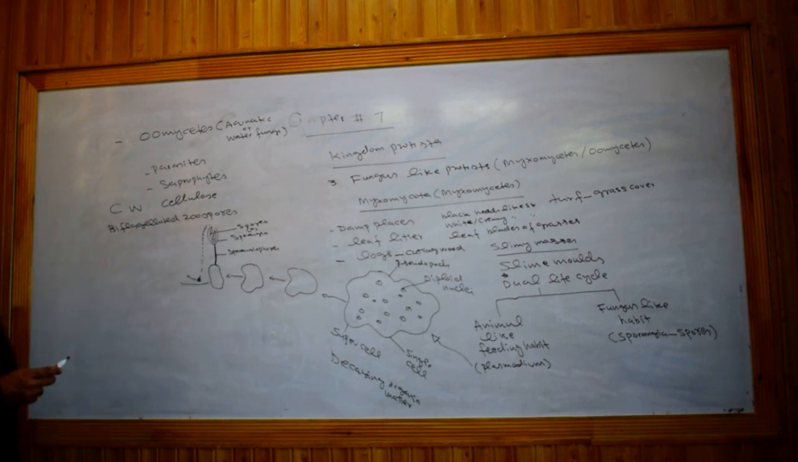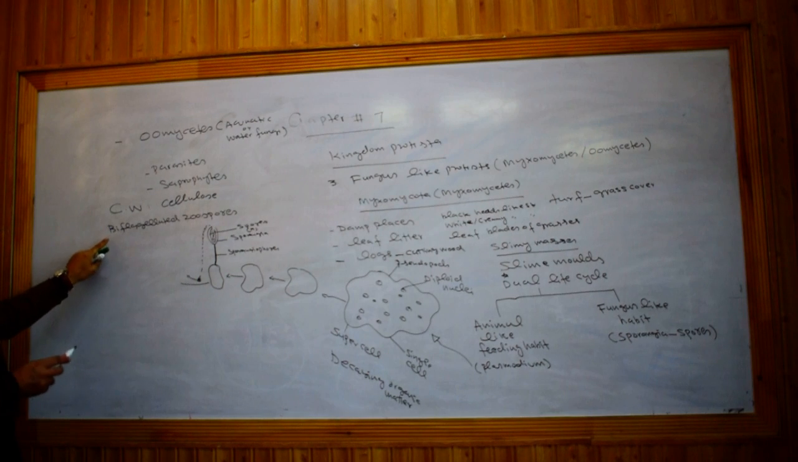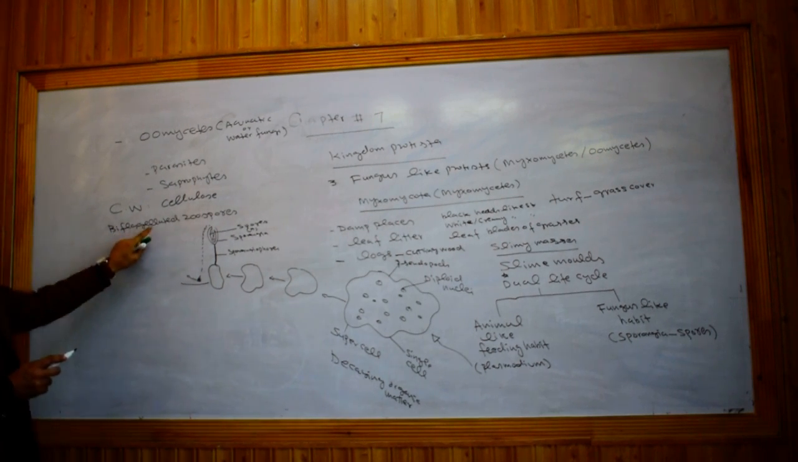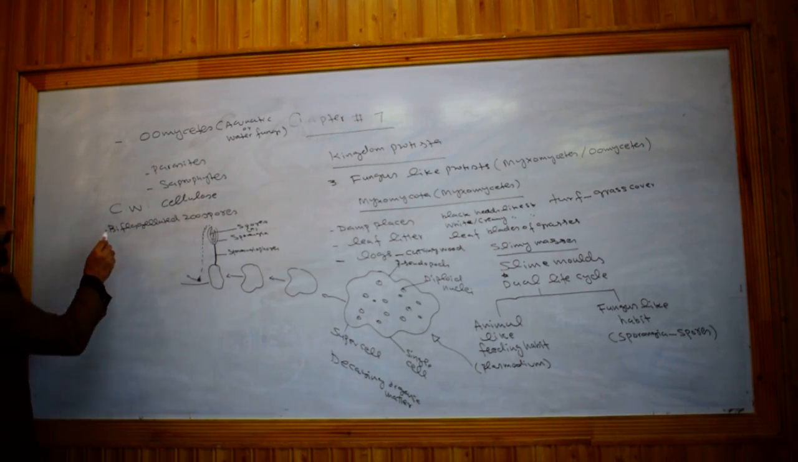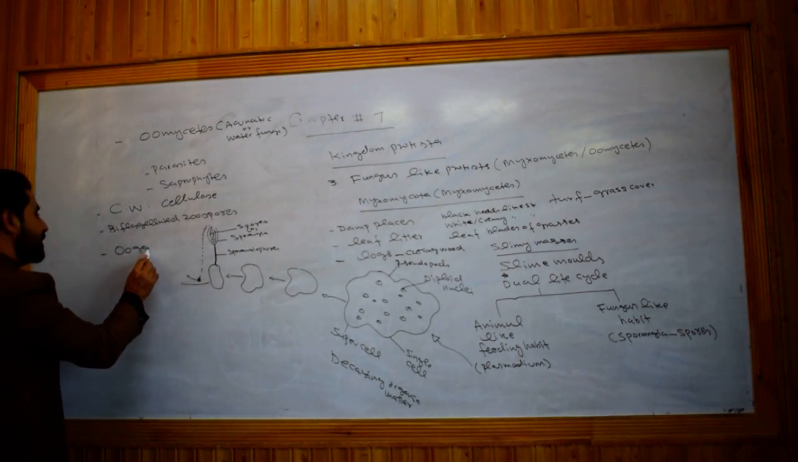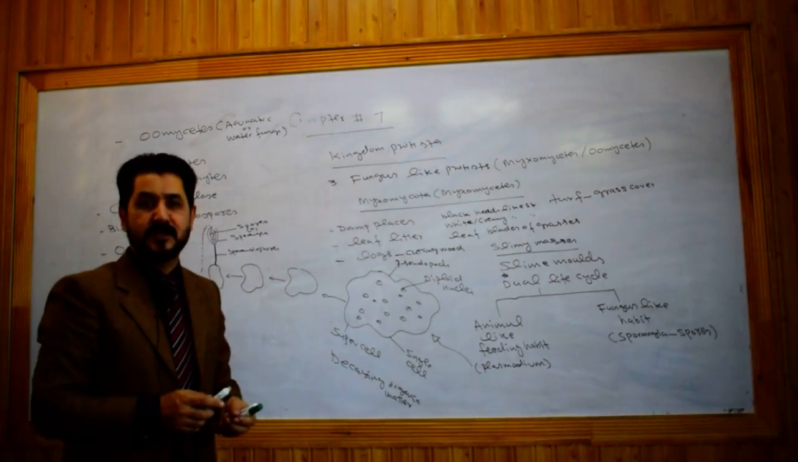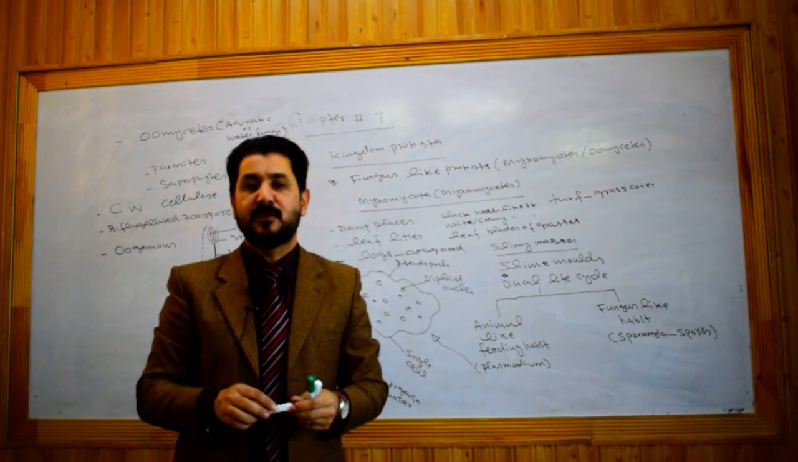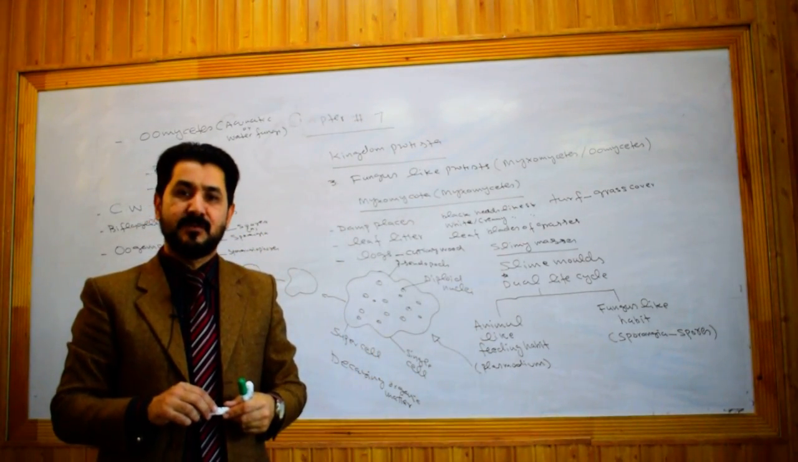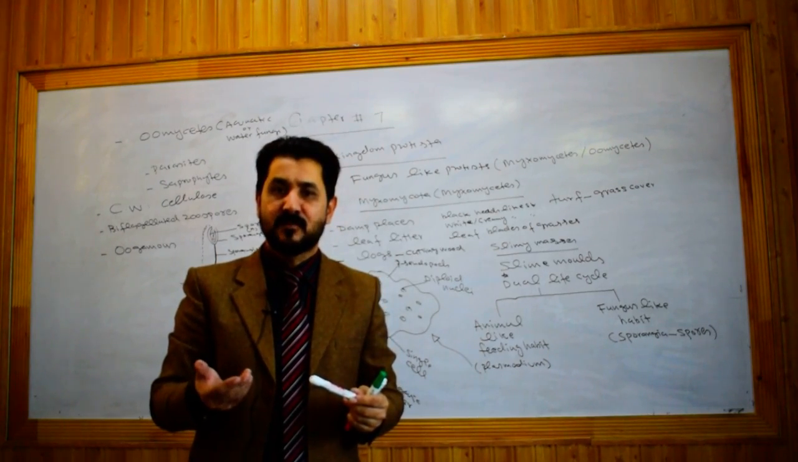Oomycetes are different from true fungi because the chemical composition suggests that the cell wall consists of cellulose instead of chitin. The other difference is the biflagellated zoospores, and another difference is the type of sexual reproduction, which is oogamous. Oogamous sexual reproduction is that reproduction in which there are two gametes. One is the male gamete, which is always motile.